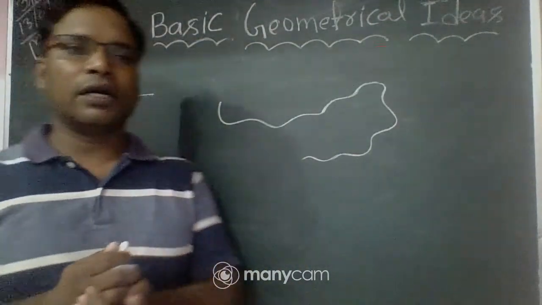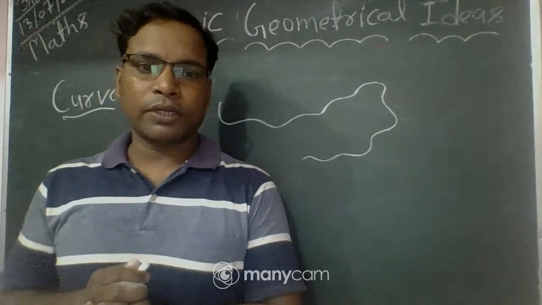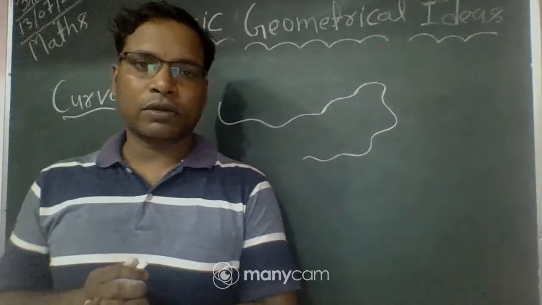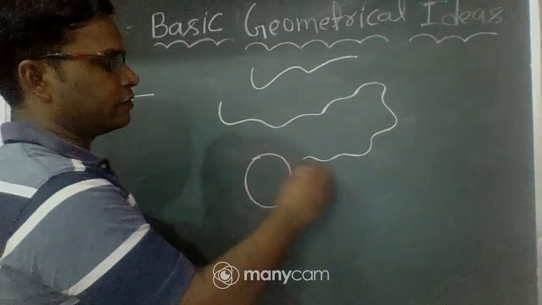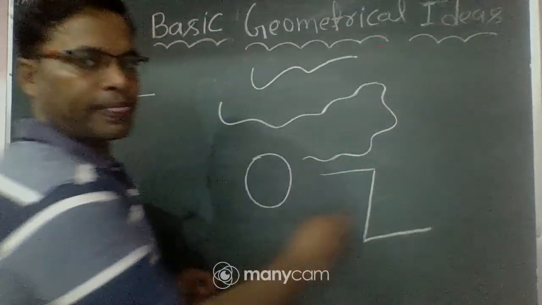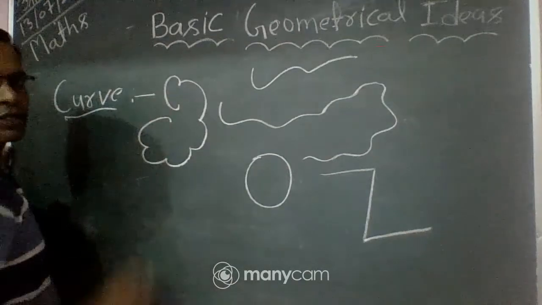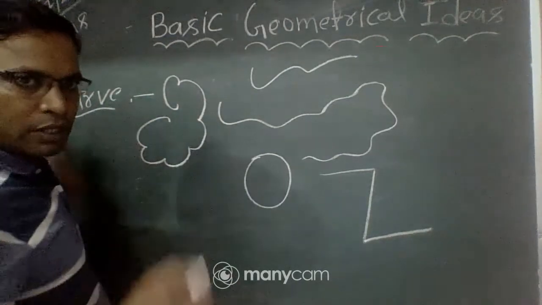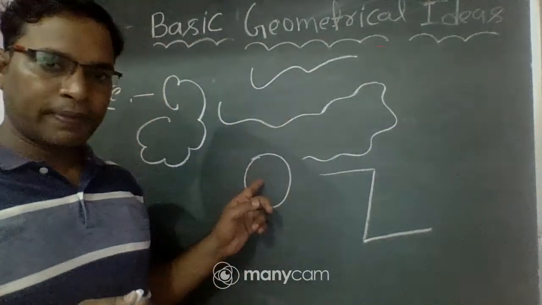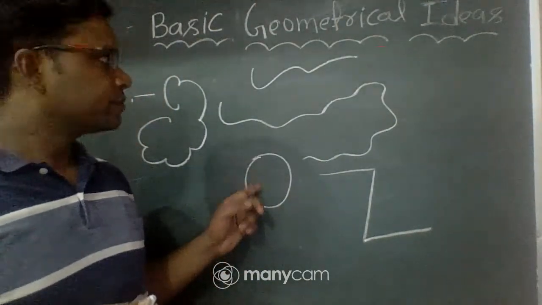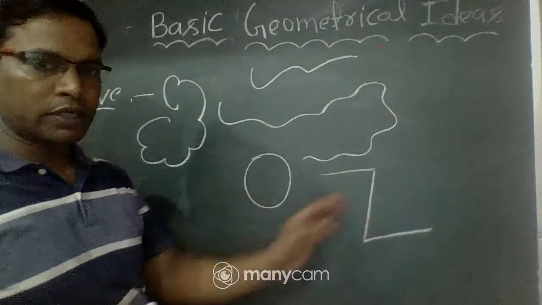Okay, so curves have several types. Here we discuss open curve and closed curve. What is an open curve and what is a closed curve? You can see this is a curve, this is a curve, this is a curve, and this is also a curve. Some curves are open curves and some are closed curves. Here you can see this is a closed curve, this is an open curve, this is an open curve, this is an open curve, this is an open curve.